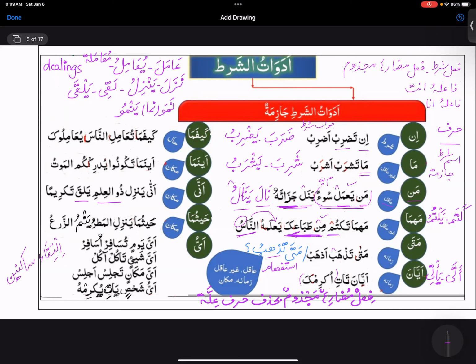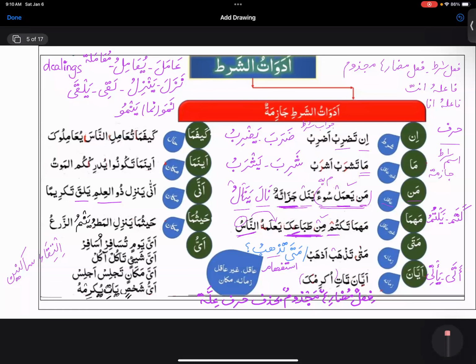We are going to use it whenever we have an irregular verb. I have a question. I was thinking only in can cause both shart and jawabul shart to be majzum, but it looks like all the adawat here can do both. Most of them, yes. We will see that adawatu shart that are not jazima are not that many.